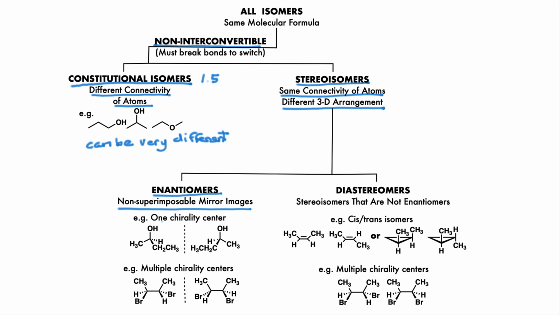They are chiral molecules and have handedness. We study this in topic 5.1. Enantiomers can have one chirality center, or they can have multiple chirality centers. Enantiomers are extremely similar and are identical in almost all their properties, except they rotate plane polarized light in equal but opposite directions.